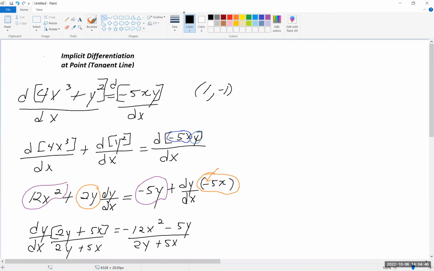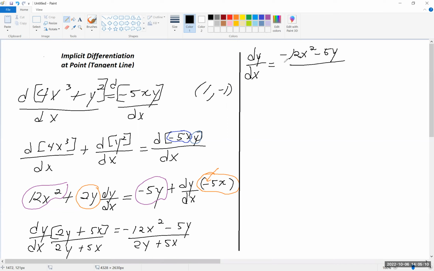All right, so now I have something to work with, and I'll be able to get the slope, and then the line will come very quickly after that. So this is a function minus 12x squared minus 5y over 2y plus 5x. And what I'm going to do is plug in the point, which is 1 comma negative 1. That's given at the beginning.